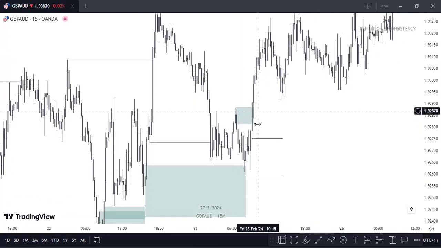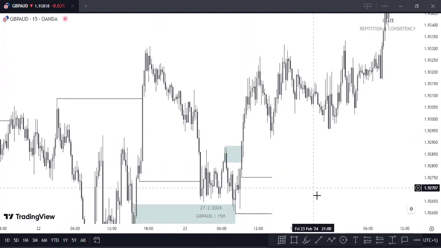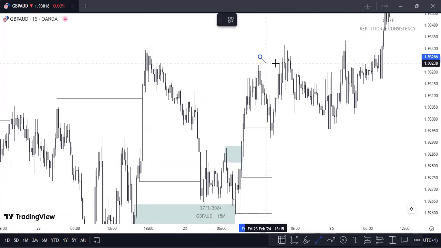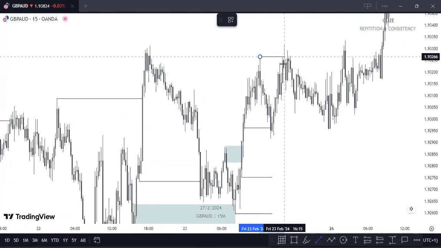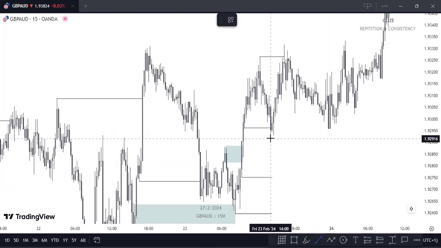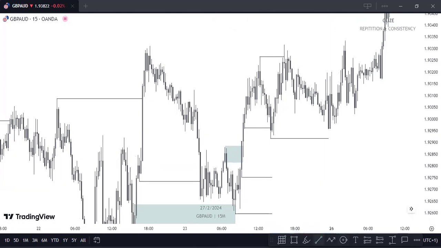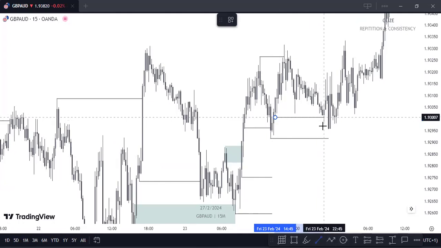So price reacted towards a breaker block. This is a new market structure on the 15 minute. This will be more visible on the 5. This is your sweep. This is your break. This is your strong low. And this guy here serves as your SSQ, structural liquidity.